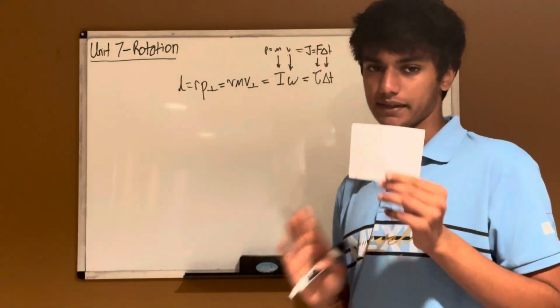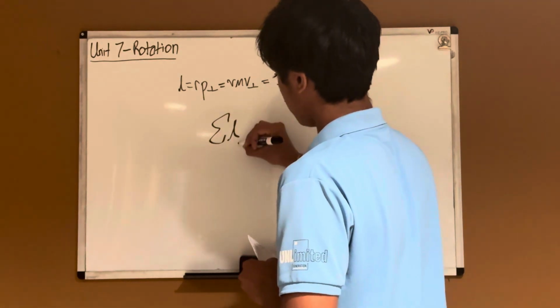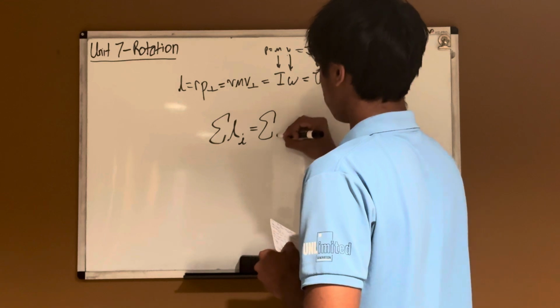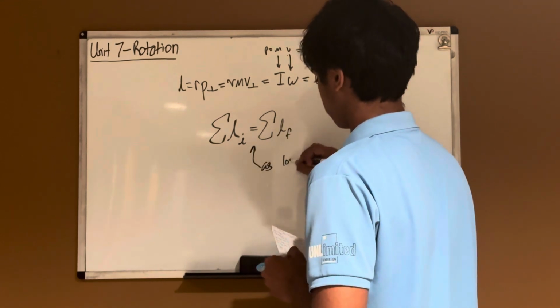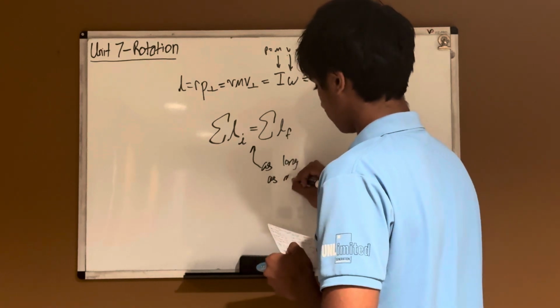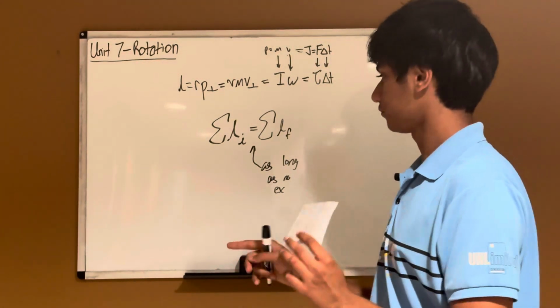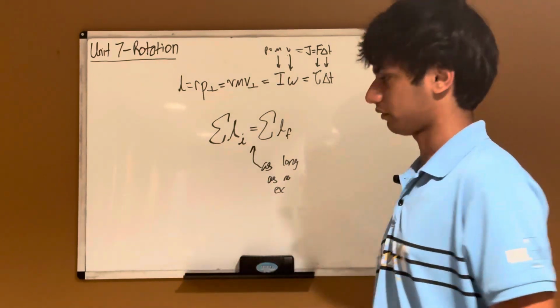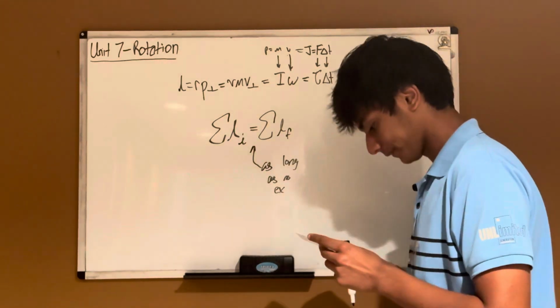And the main formula with angular momentum is that the sum of the initial angular momentums, given the symbol L, is equal to the sum of the final angular momentums as long as no external torques. Okay? Same thing holds for linear, right? As long as there's no external impulses, momentum is conserved. Same thing with angular rotation, as long as there's no external torques, angular momentum is conserved.